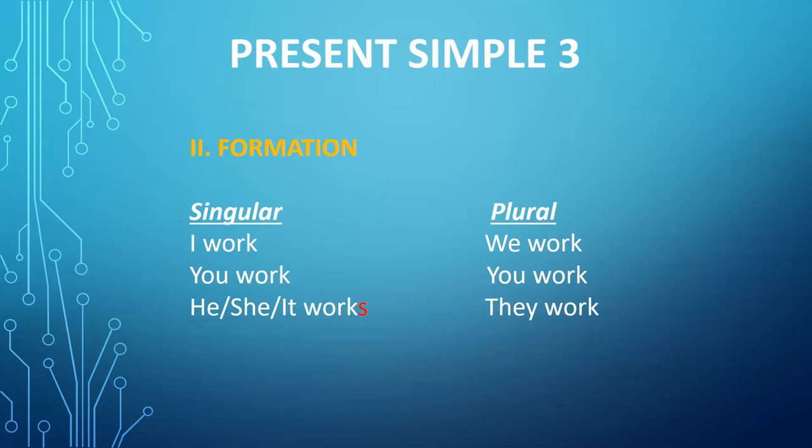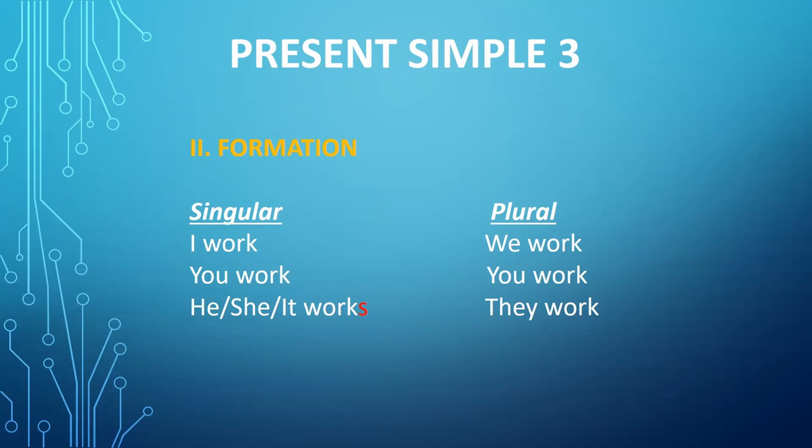Present simple is a very easy tense to form. There is only one important thing to remember: in the third person singular, he, she, it, we put S. For example, I work, you work, he, she, it works. We work, you work, they work. The only thing is we shouldn't forget to put S when we talk about he, she, it.